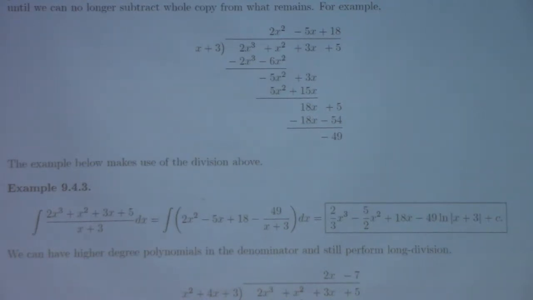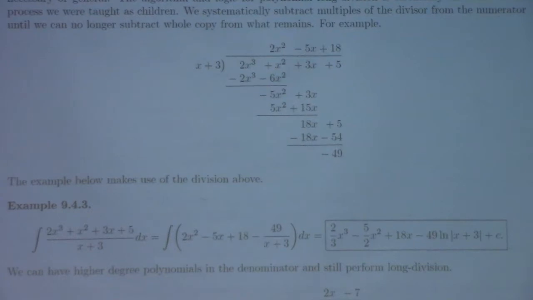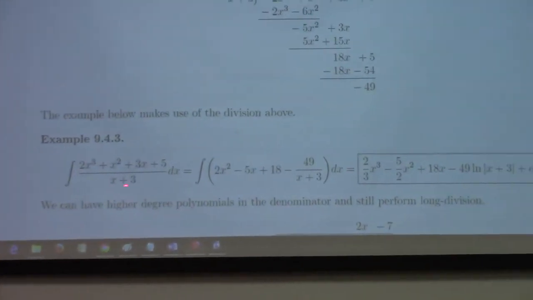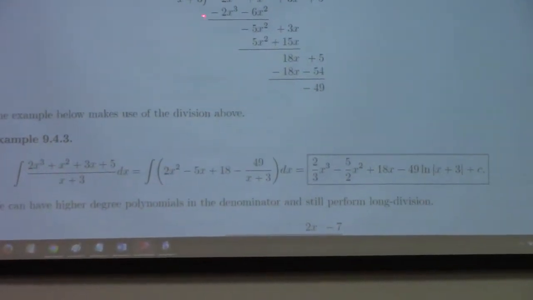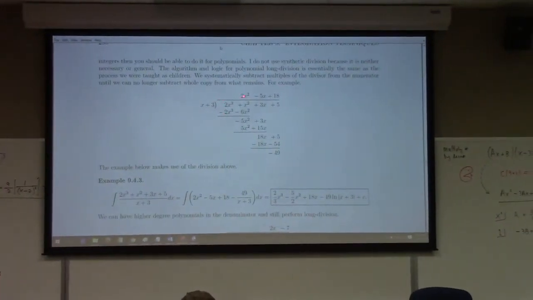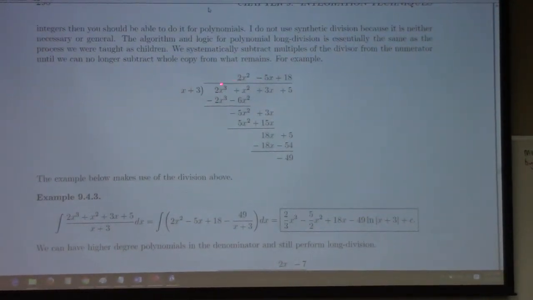So here's another example of a long division. If I wanted to integrate this thing, 2x cubed plus x squared plus 3x plus 5 divided by x plus 3, then this is the long division. To start with, I need a 2x squared in order to get 2x cubed, right? But then 2x squared gives me 2x cubed and 6x squared, right?